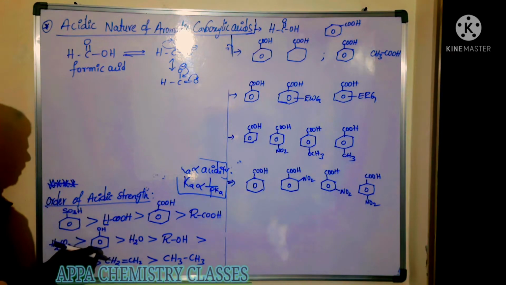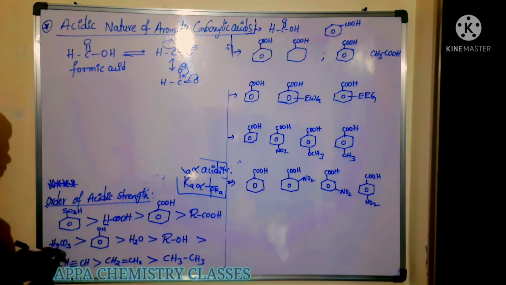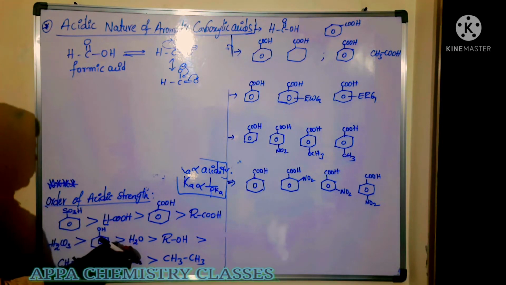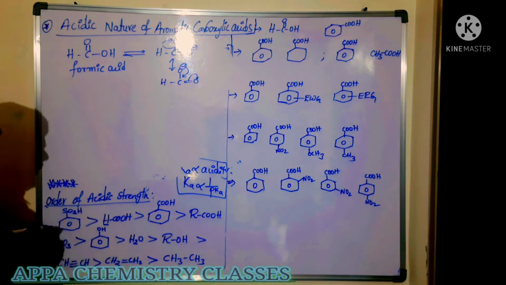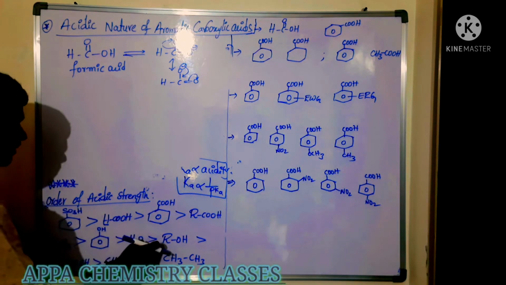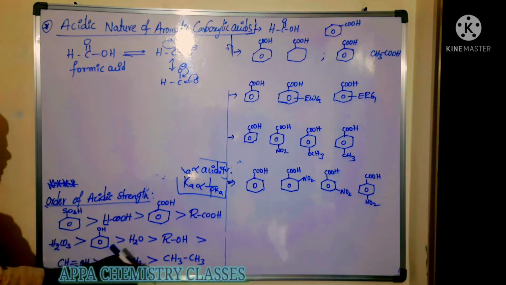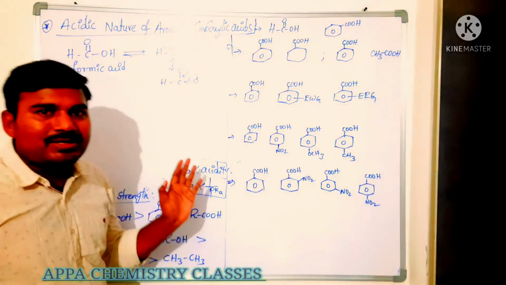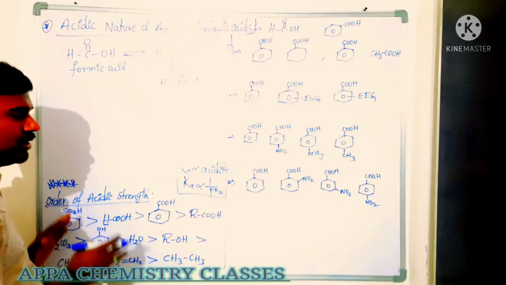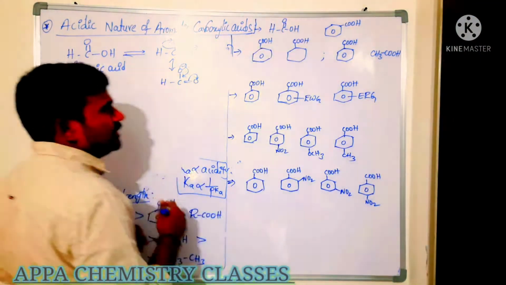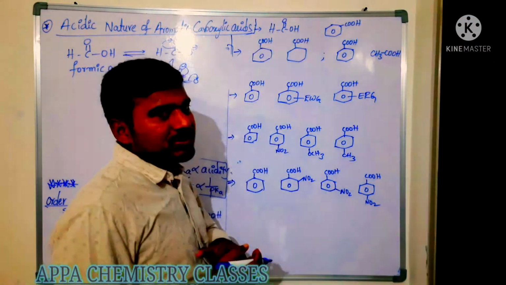After that, phenol is less acidic than carbonic acid. After that, water. Water is more acidic than alcohol, because alcohol contains a plus I group. After that, acetylene, then ethylene, then ethane. Is that clear? That order is very, very important. You need to remember it. Next, let's get into some examples.